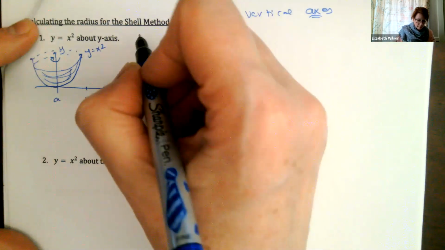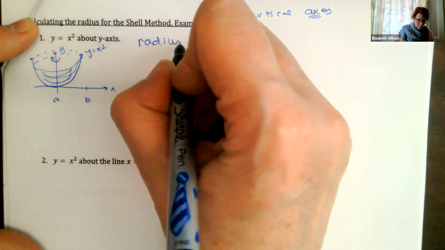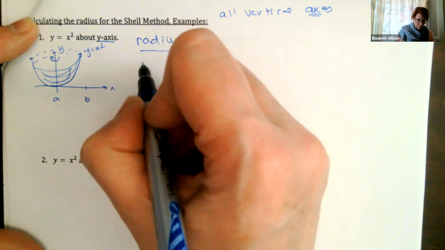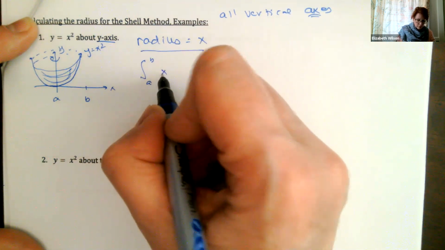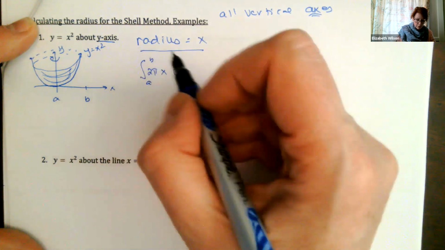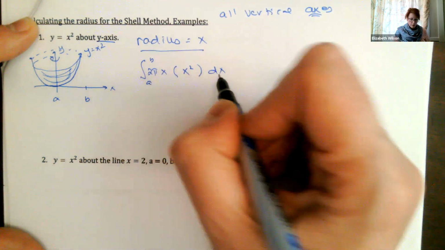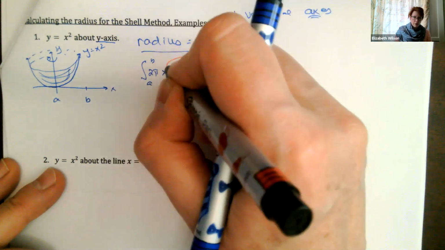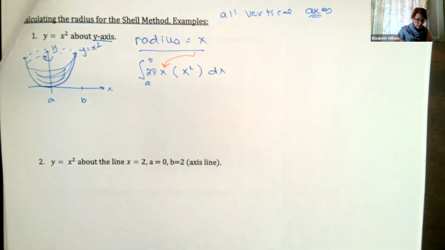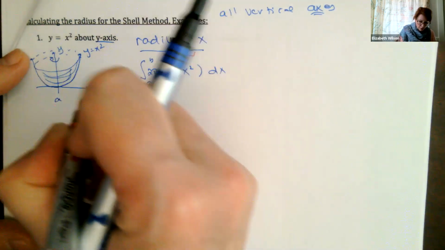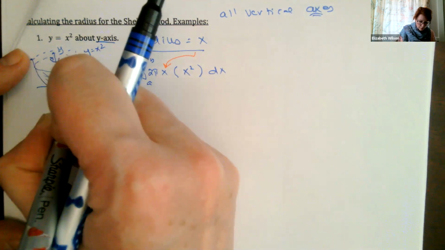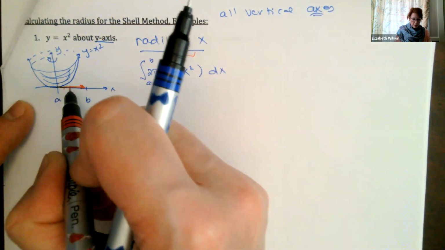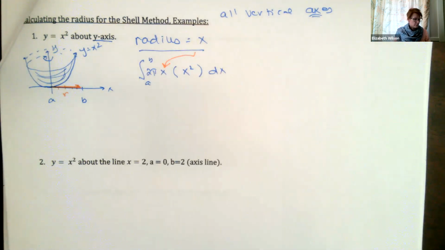Now my radius is simply equal to x as I rotate about the y-axis. So this is just going to be the integral from a to b of x, 2 pi, and then my function itself, x squared, dx. Okay, so the radius, let's draw this in red. That's our radius right there. It's our simplest case, because we're going from A to B. Wherever I'm at in my x tells me what my radius is.